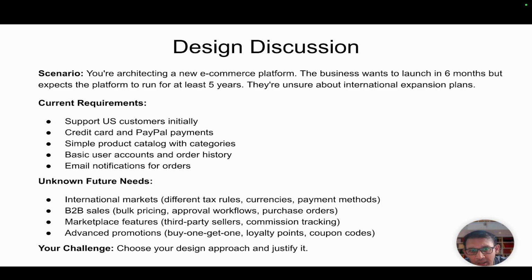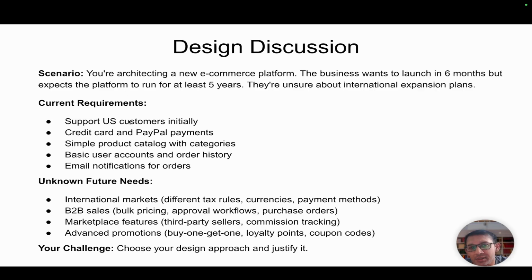But there are significant unknowns about future needs. International markets will bring different tax rules, currencies, and payment methods. B2B sales might require bulk pricing, approval workflows, and purchase orders. Marketplace features could mean third party sellers and commission tracking. Advanced promotions like buy one get one offers, loyalty points, and coupon codes are all possibilities.